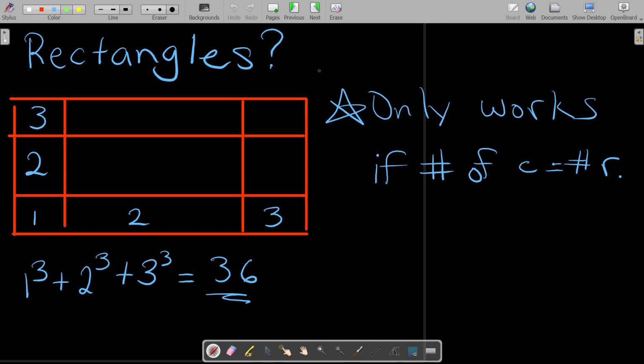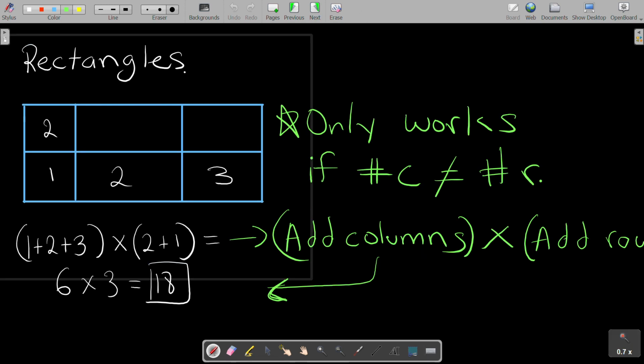What if we have an equal number of rows and columns and they're asking us for rectangles? Well, we would do the same thing as the first step for squares, except we would cube them. So we would do 1 cubed plus 2 cubed plus 3 cubed if there are 3 columns, and we would get our answer. And if we have an uneven number of columns and rows, for rectangles, then we would just do 1 plus 2 plus 3, the number of columns, and multiply that by 2 plus 1, the number of rows. And we'd get 18. So sum of the columns times sum of the rows, and that's our answer. Okay, so that would be it for today's video.